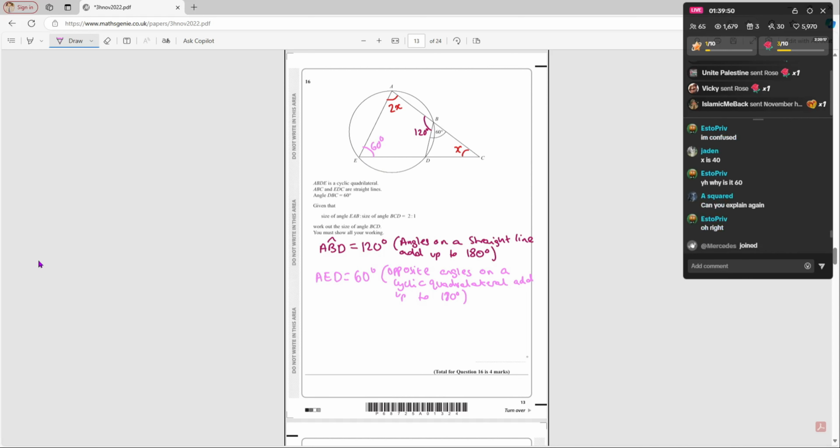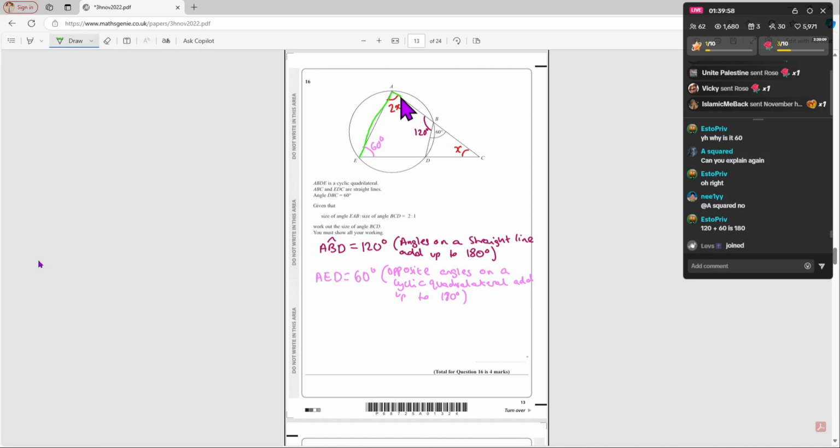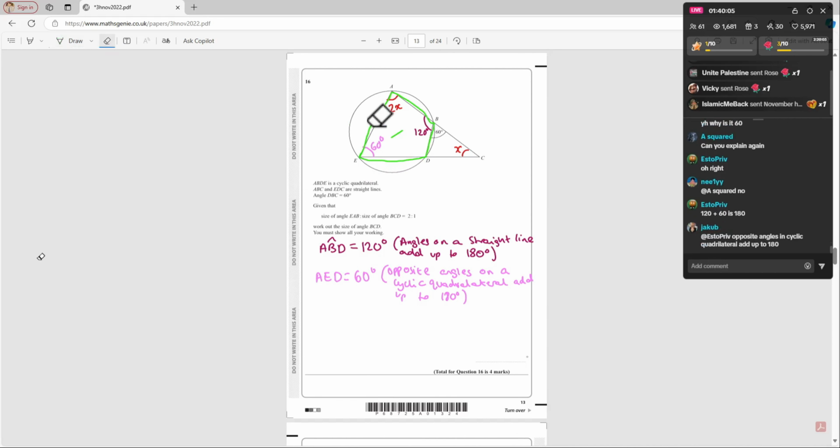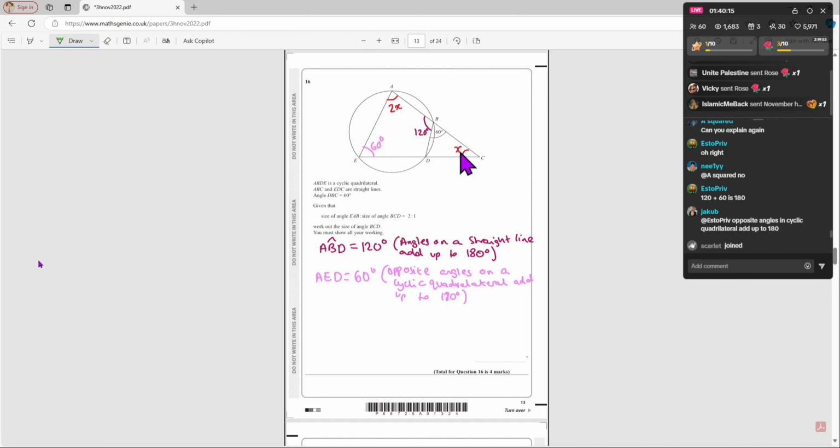We know that opposite angles on a cyclic quadrilateral add up to 180 degrees. So this over here is a cyclic quadrilateral, so the opposite angles add up to 180 degrees. Okay? So now we are going to work out the value of our x. We know that in this triangle over here, the angles add up to 180 degrees, right?